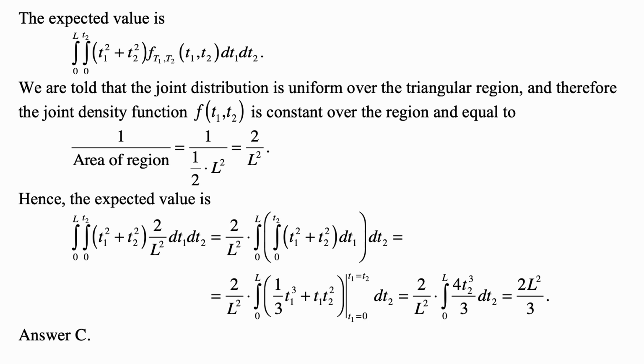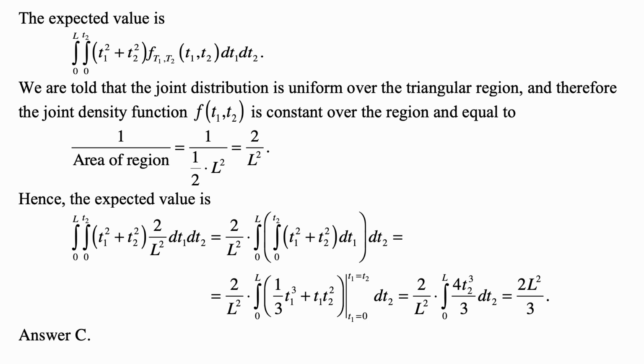So we take the integral of that with respect to T1, and what do we get? 1/3 T1 cubed plus T1 T2 squared, because T2 squared is a constant with respect to T1, and we evaluate from 0 to T2, and what we get is the integral from 0 to L of 4T2 cubed over 3 dT2, and of course the integral of this expression is the top expression, 4T2 cubed.